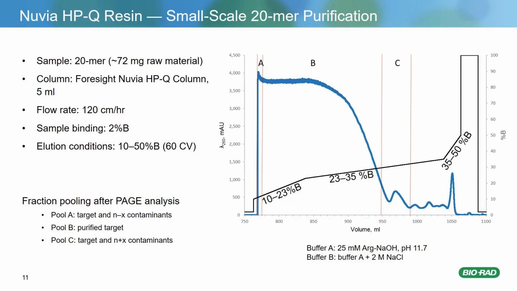So fraction pooling after the PAGE analysis shows the three areas listed in A, B, and C. So pool A contained the target and N-X contaminants. Pool B contained our purified target, and Pool C contained our target plus N plus X contaminants.